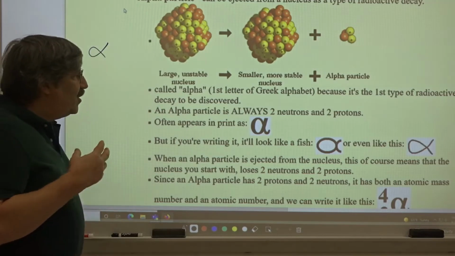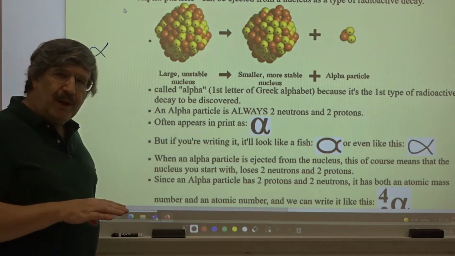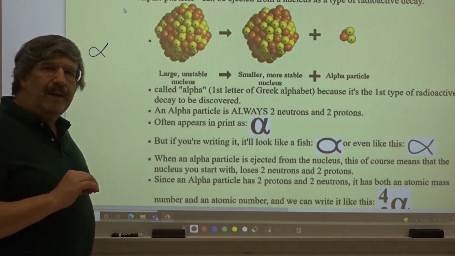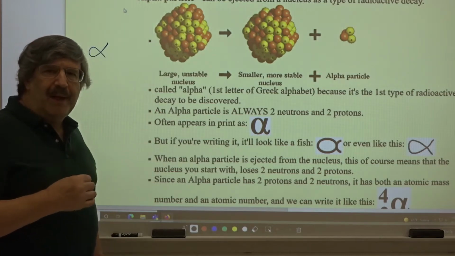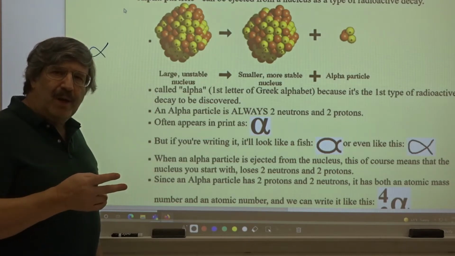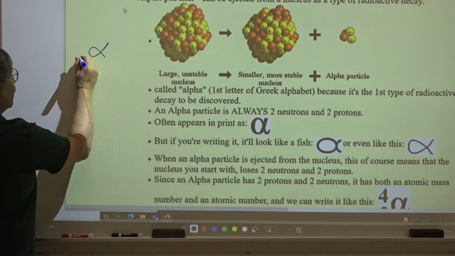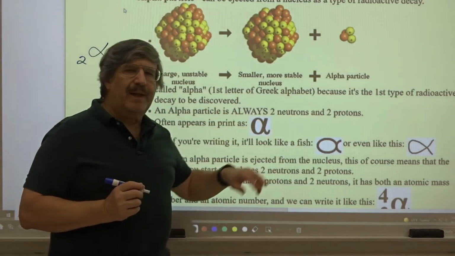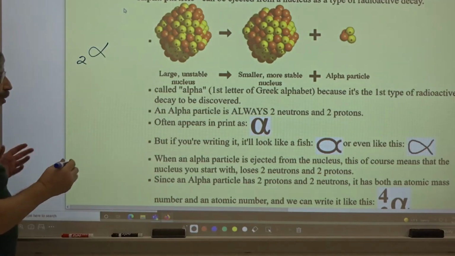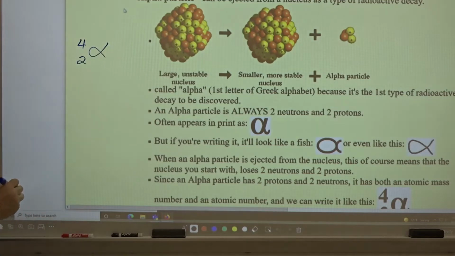And because it's a nucleus, we represent the atomic number, which is the number of protons, and the atomic mass number, or the atomic mass, which is the number of protons and neutrons, by numbers. The atomic number goes down here, and since there are 2 protons, we put a 2 there. Because there are 2 neutrons and 2 protons in an alpha particle, that's a total of 4 particles, and we put that in the upper left.